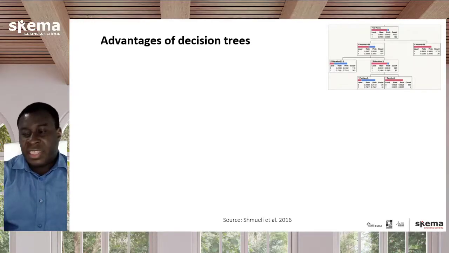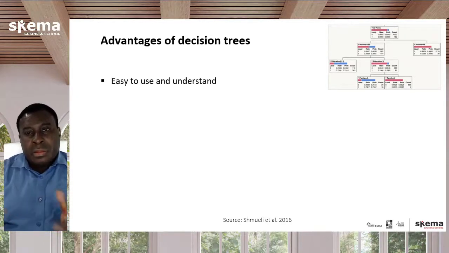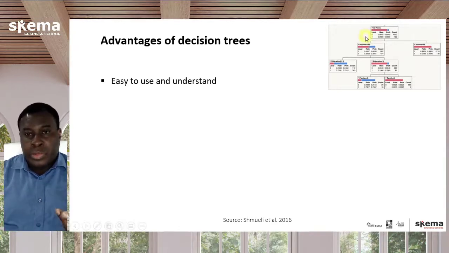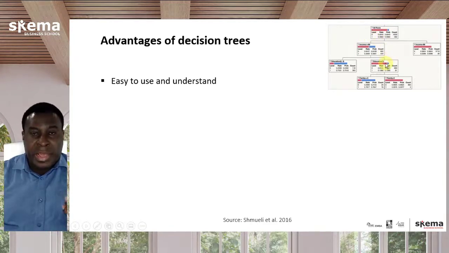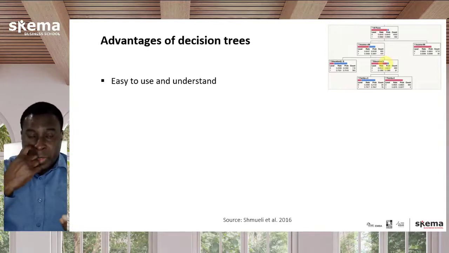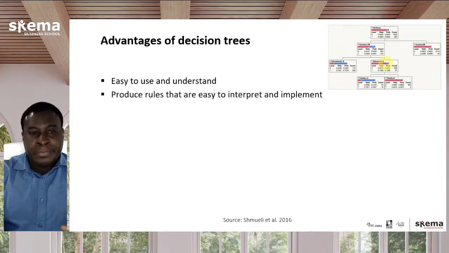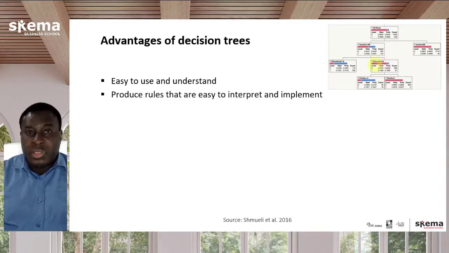So first, the advantages of decision trees. First, they are easy to use and understand. As I showed in other videos, going through them, looking at how they work and how you can apply it is very straightforward. So they're relatively easy to understand after relatively little effort in applying. Then also significantly, decision trees produce rules that are easy to interpret and implement.